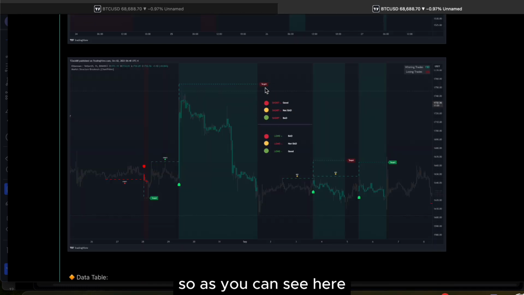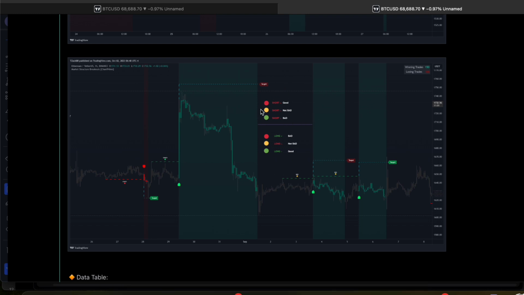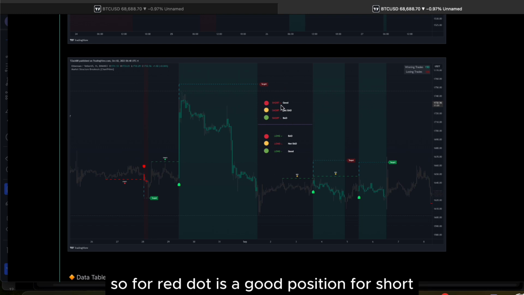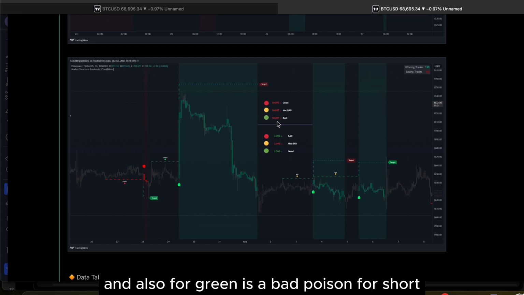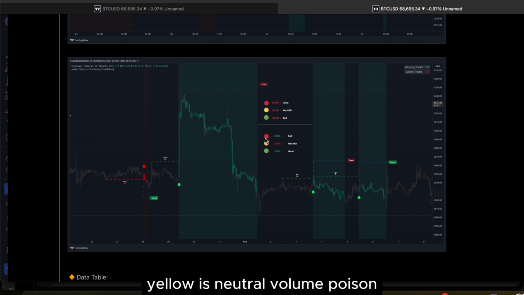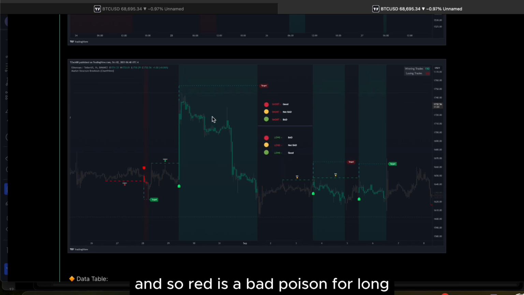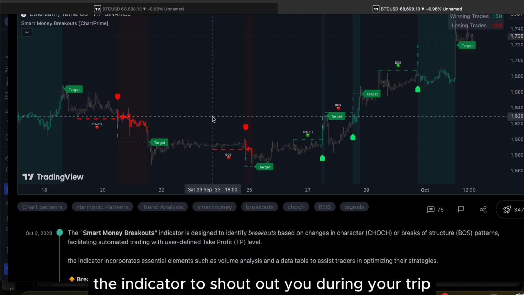As you can see here, there is a summary of the three dot colors. For a short, a red dot is a good position, yellow is a neutral position, and green is a bad position. And for a long, green is a good position, yellow is a neutral volume position, and red is a bad position. So you can just use the indicator to help you during your trade.